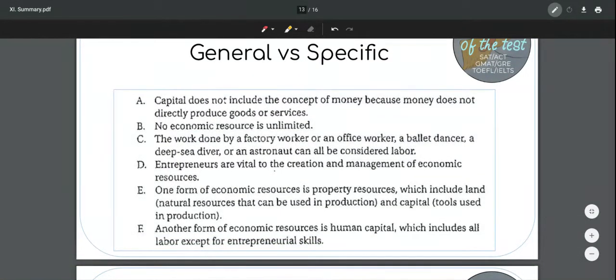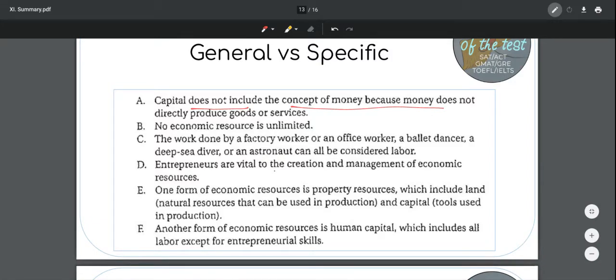Okay, general versus specific. We're going to analyze alternative by alternative. So we're going to analyze A. Capital does not include the concept of money because money does not directly produce goods or services. So basically, what this alternative is giving us is a negative concept, right? It's telling us what it doesn't include, and they're telling us why, but also what capital doesn't include.